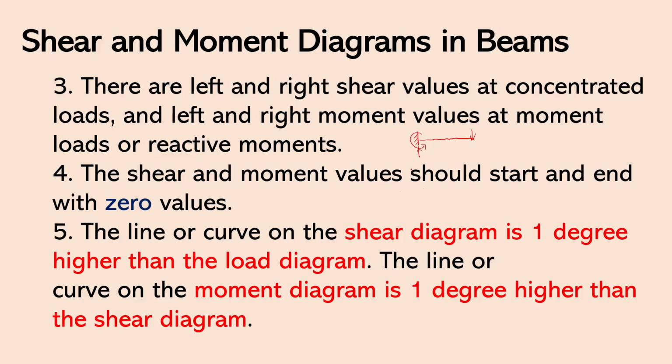Now, if we will draw the moment diagram, then at the end of our beam, it will start at 0. Because according to our fourth consideration, the shear and moment values should start and end with 0 values. And so here at the starting point, we essentially begin at 0. However, because we have a reactive moment here, then we will have a right moment value. Now, let's say this is point A. This 0 is the left moment at A. So, let's just say this is MAL. And then, this moment reaction, which is counterclockwise, let's say this is 1, just an assumed value.